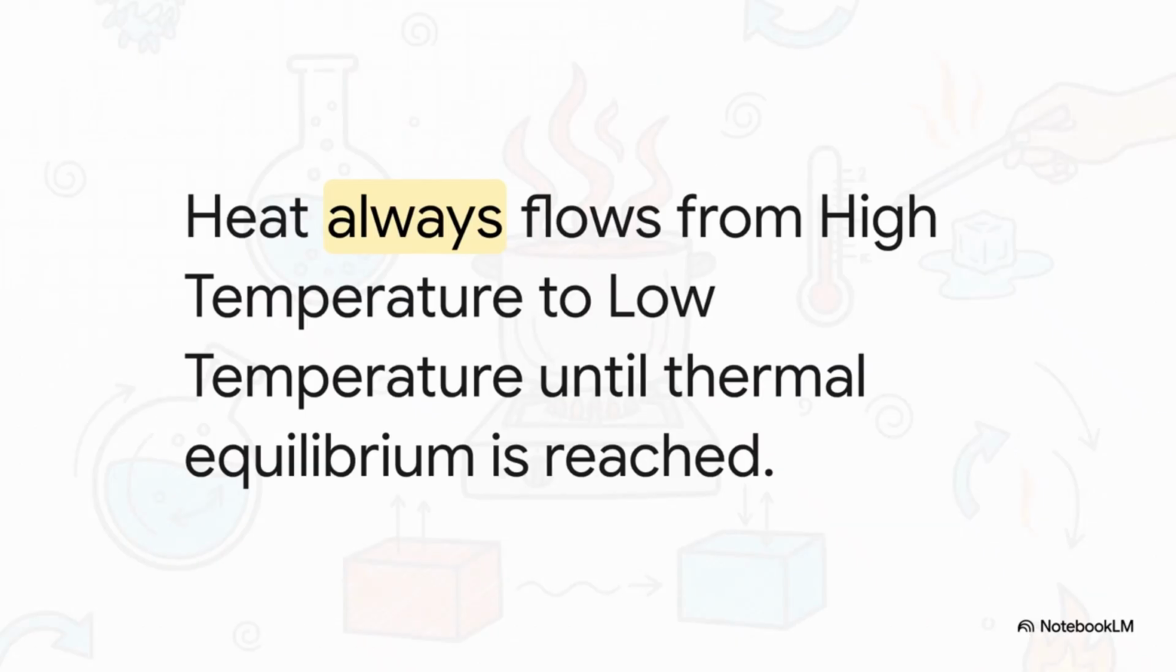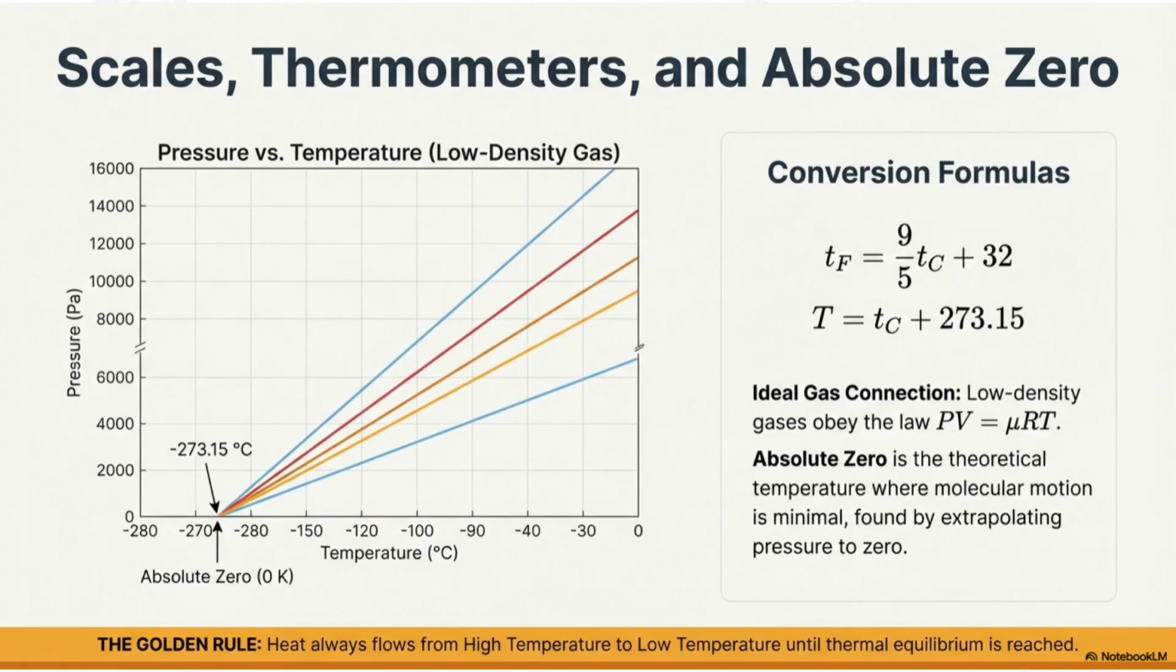Now this is probably the single most important rule in all of thermal physics. You've got to remember this one. Heat always flows from a place with a higher temperature to a place with a lower temperature. Every single time, it never ever goes the other way by itself. This one simple principle is the key to understanding, well, pretty much everything else we're about to cover.